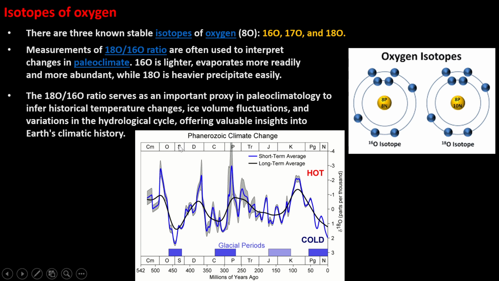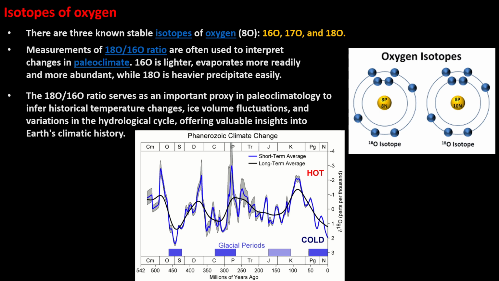And this is the graph from the study of O18 isotope analysis. We can interpret the climatic change throughout the world. For example, there is a mass extinction. As the mass extinction continues, the O18 value will decrease.